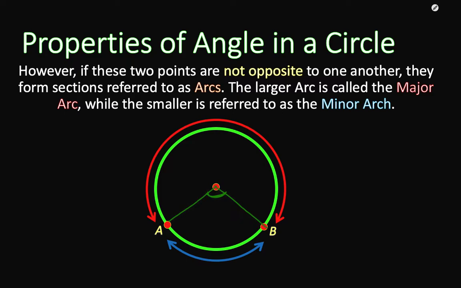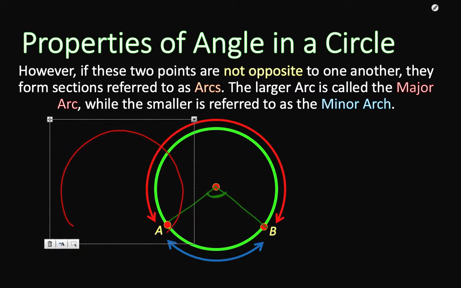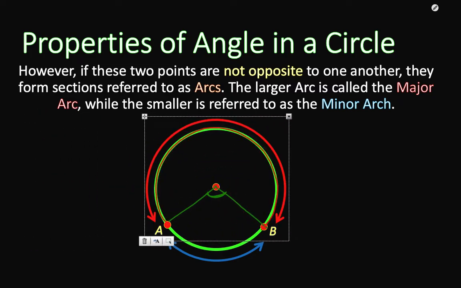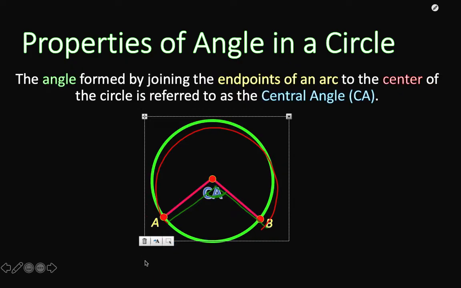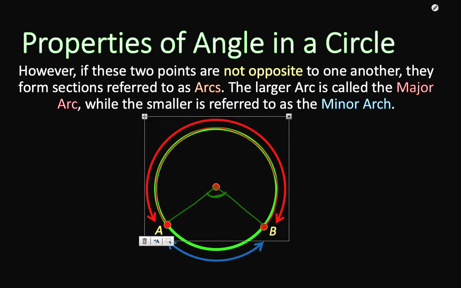If we want to talk about this top part of the circle, we are going to call that the major arc. It's an arc because if you were to literally just look at the shape that I just drew, that looks like an arc. We call it major because it's bigger than the one on the bottom, which we will call the minor arc. Again, arc because it's shaped like an arc, minor because it is smaller.